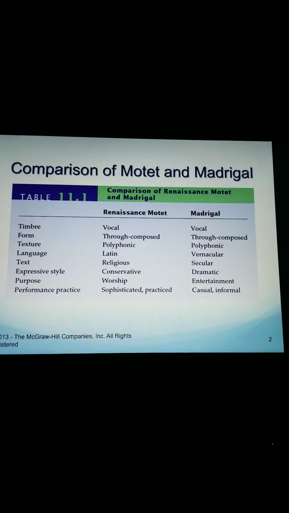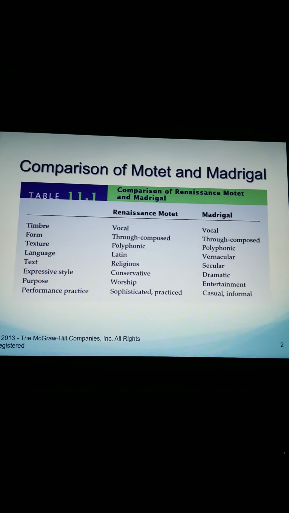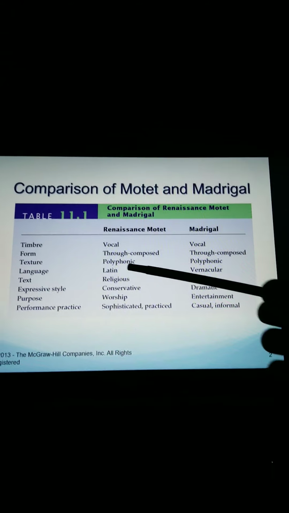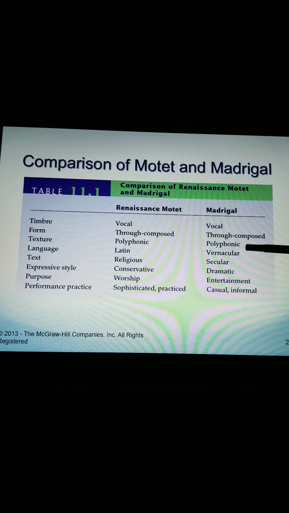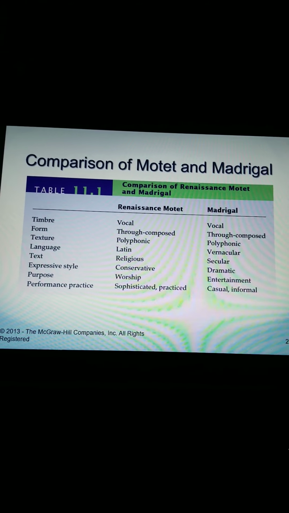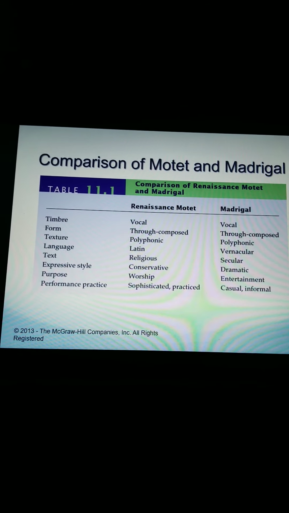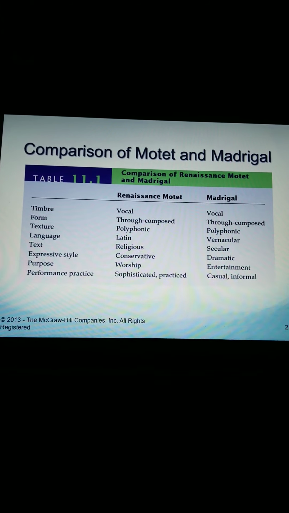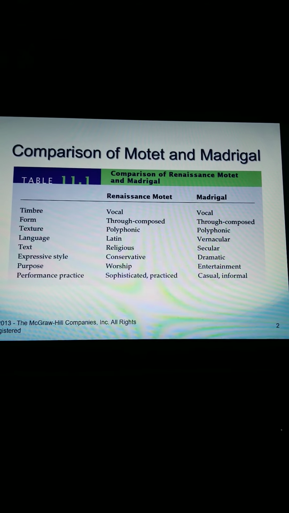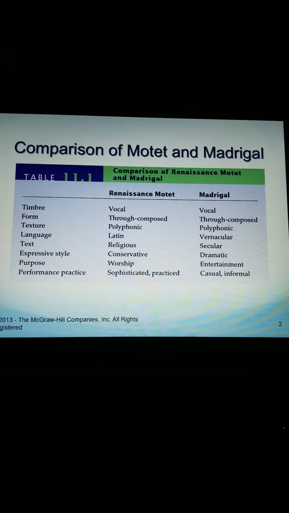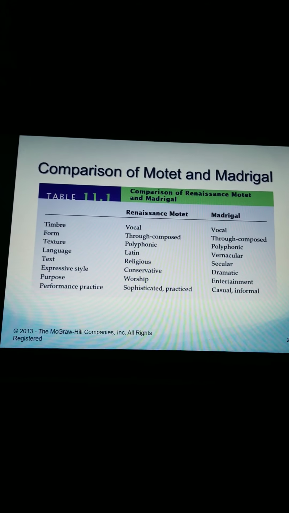The texture is the same for both. Polyphonic for the motet, polyphonic for the madrigal. Here's one difference. The language of the motet is Latin. The language of the madrigal is the vernacular, or the language of the common people. That could be English, Italian, German, French, and so on. The subject of the text of the motet was religious. The madrigal dealt with secular or non-religious topics, as we mentioned just a few moments ago.